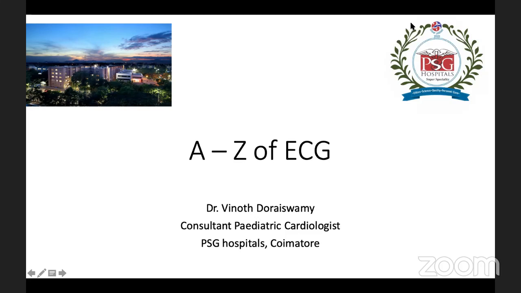Today we have Dr. Vinoth Doraiswamy sir with us. Sir is from PSG Medical College, Coimbatore. Sir has done MD Pediatrics, MRCPCH from UK, and FNB Pediatric Cardiology. It's a great privilege for us to have sir with us. Sir has a lot of teaching experience and research experience. Sir is going to deliver a talk about A to Z of ECG today.